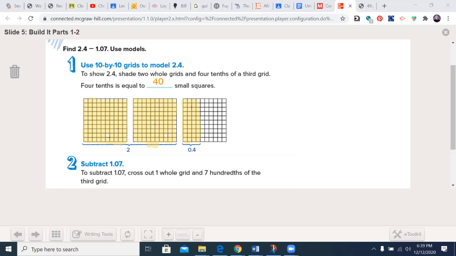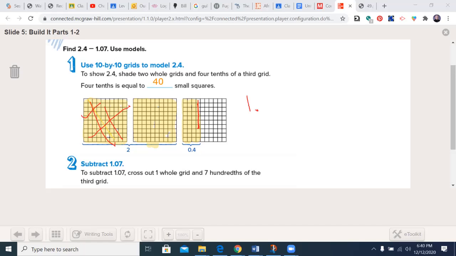Okay, the next step: to subtract 1 and 7/100, I need to cross out one whole grid and 7/100. I'm going to go back to my annotation tool and draw it using red for the contrast. I'm going to eliminate this whole one, and then I need to eliminate 7 from here: 1, 2, 3, 4, 5, 6, and 7. So now there's 1 left, and we're going to copy these numbers in another spot.